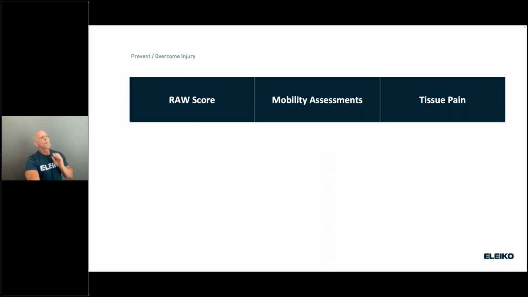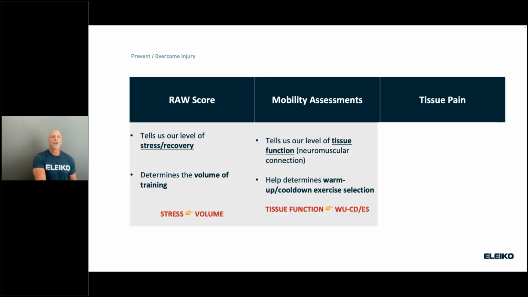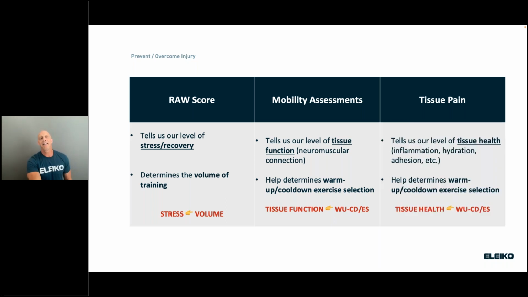So last thing, the prevention process, that raw score should tell you what your stress is, and that should determine the volume of training that you use in your training session. Your mobility assessment should help with your tissue function and should be part of your warm-up process. And the tissue pain should also be part of a warm-up process when you have time to help create the lubrication of the tissue, and it can actually help create a little bit of circulation as well.